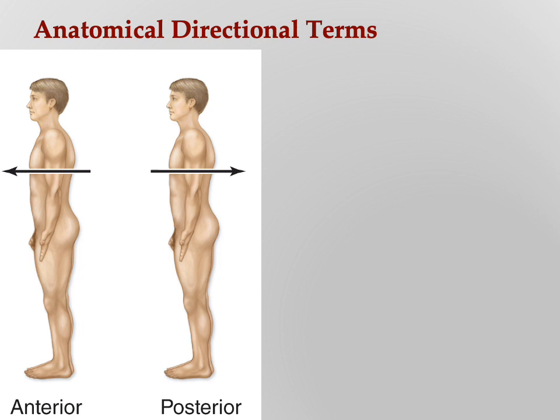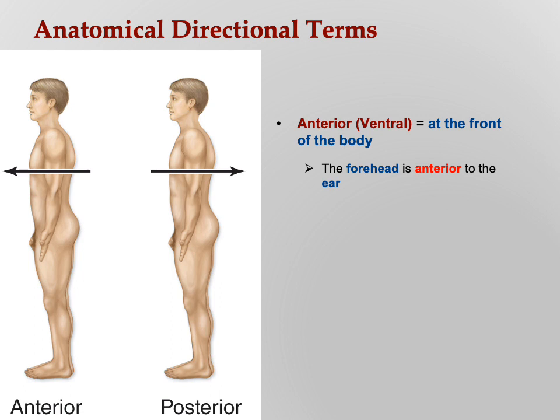Anatomical direction terms now, two more: anterior and posterior. Anterior, we can use the synonym ventral. In animals it doesn't work that way, but in humans it does. Ventral, by the way, means belly. The root word there means belly. So the anterior side of your body is the belly side. That's at the front. So the forehead is anterior to the ear. All right, look at the picture. See how the ears are more posterior? The forehead is more anterior.